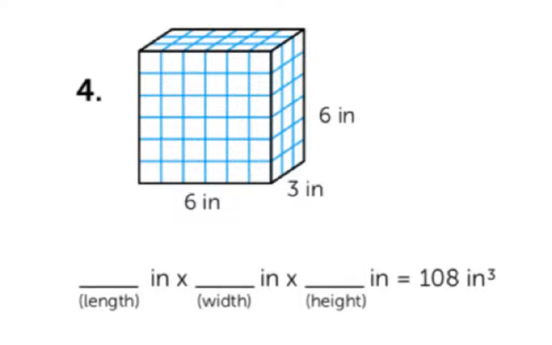All right, hopefully that did not give you too many problems here. If we're looking for length, we're looking for the longer side, which would be 6, times the width, which is the shorter side, which is 3, and the height, which is how tall it is, 6. So 6 times 3 times 6, which is length times width times height, equals 108 inches cubed or cubic inches.